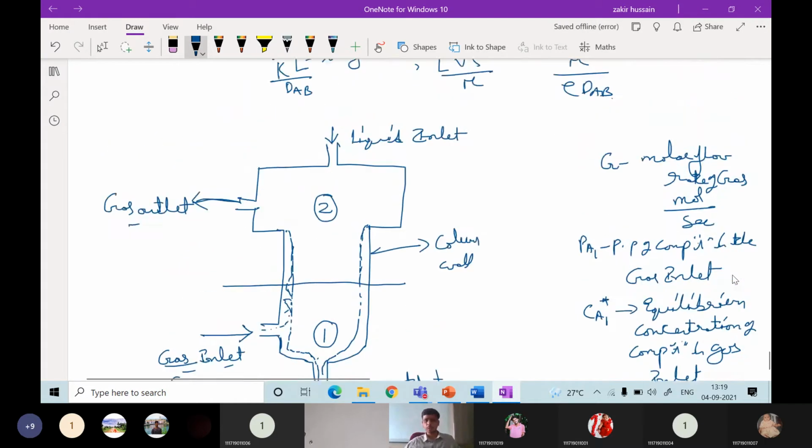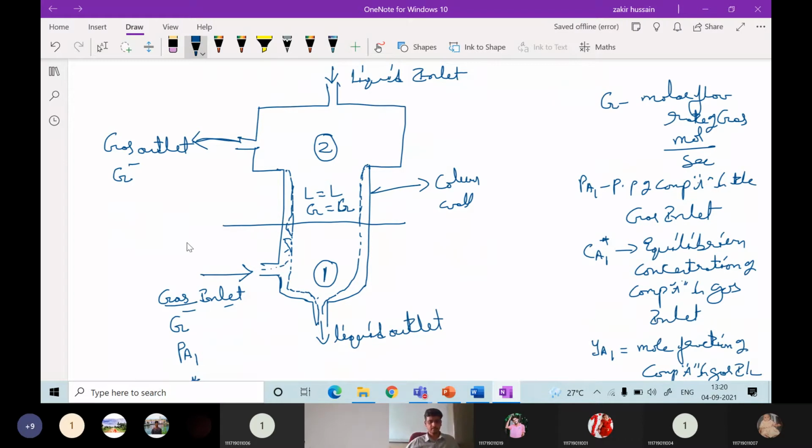Then similarly, the next is gas outlet. When the inlet is bottom, which we take as one, the outlet at the top we have to take as two. G will be constant; flow rates we are taking constant, not G1, G2. Inlet flow rate is the same as the outlet flow rate. So G only. Then PA2 is the partial pressure of component A in the gas outlet. Then the equilibrium concentration of component A is CA2 star, and the mole fraction of component A in the gas outlet is YA2. Then the equilibrium mole fraction of component A is XA2 star.